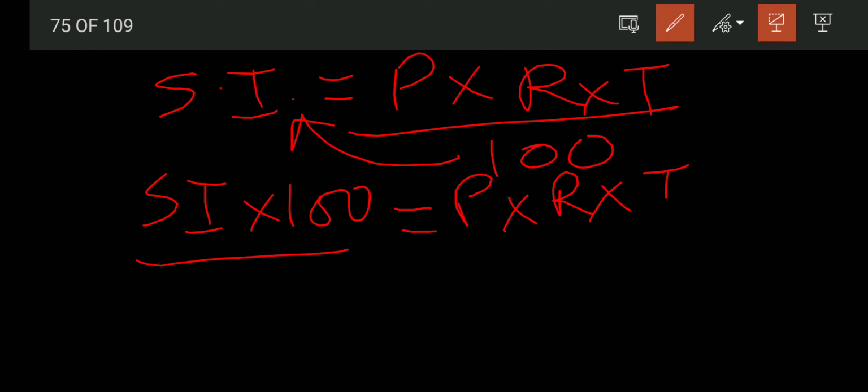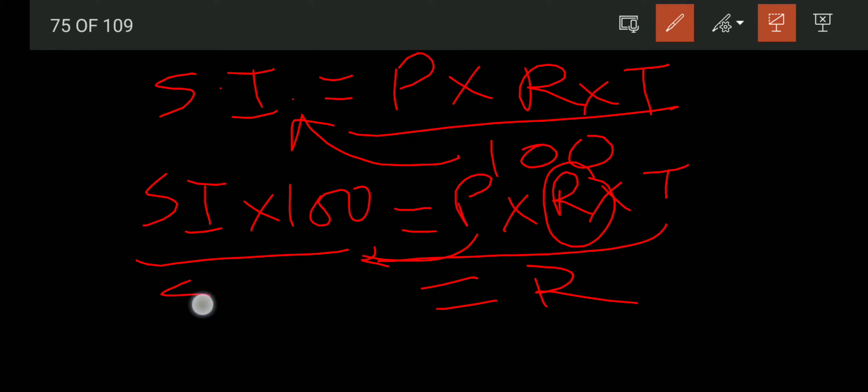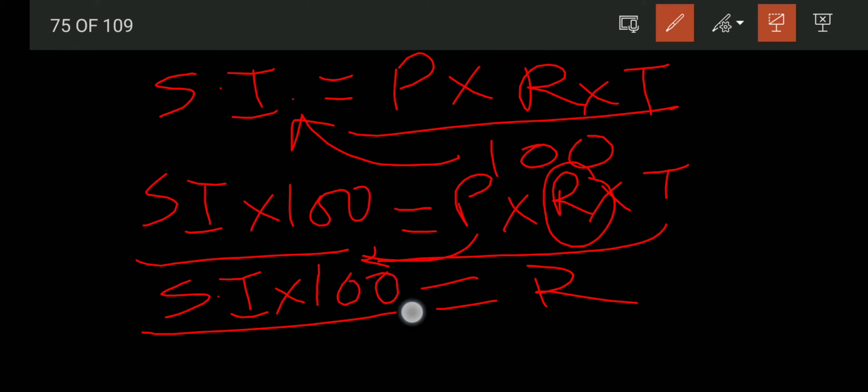Now what we have to find out is the rate. So we'll leave this R here itself and we'll bring this T and P to the other side of the equal to. So R remains here, and what is already here? SI into 100 is already there. And this P and T are brought from the right-hand side to the left-hand side. So this becomes SI into 100 divided by P into T equals R, that is rate.